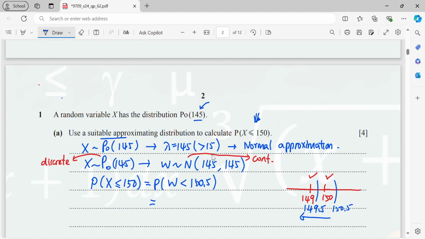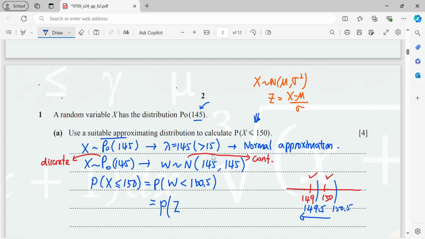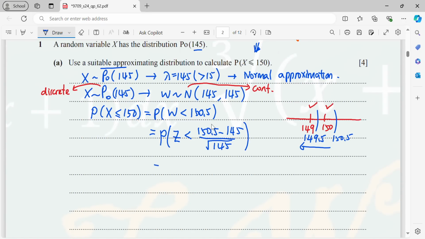When X is normally distributed with mean mu and variance sigma squared, the standardized normal random variable Z equals X minus mu over sigma. That means here I will get P(Z less than (150.5 minus the mean 145) over the standard deviation, square root of 145). This is going to be P(Z less than 0.457).